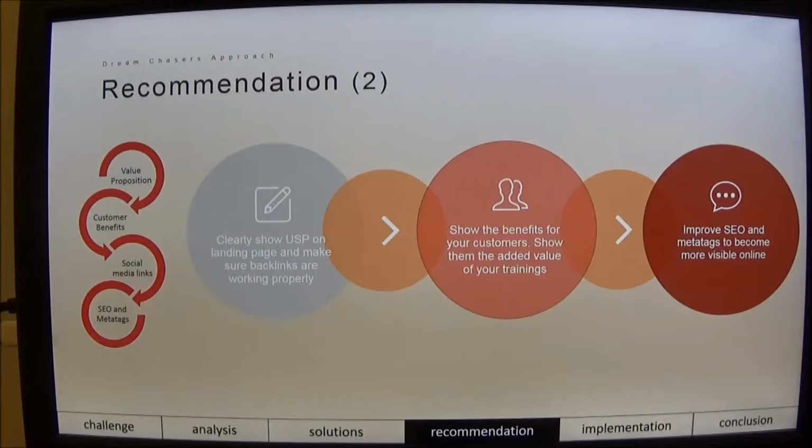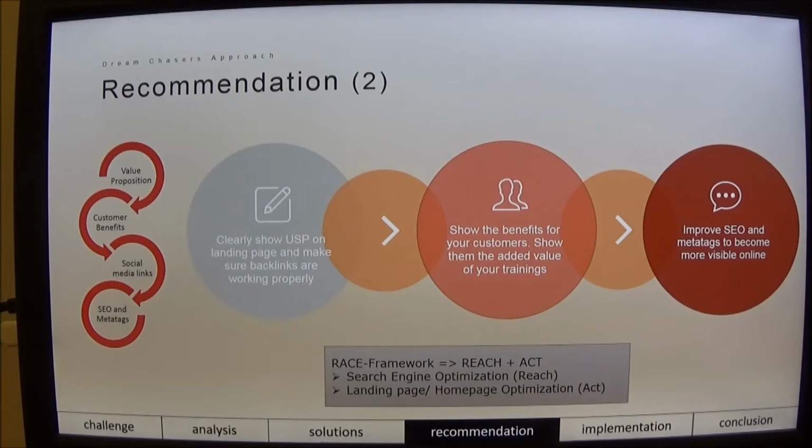Once your website is really optimal, then it's wise to improve SEO and invest in the meta tags to become also more visible online and so that people can find you online, which is part of the reach and act stage, so the SEO campaign and also the homepage optimization. These are very important and also need to be done in this order. So value proposition, what is the benefit for the customer? The social media links need to be working, and then SEO and meta tags.